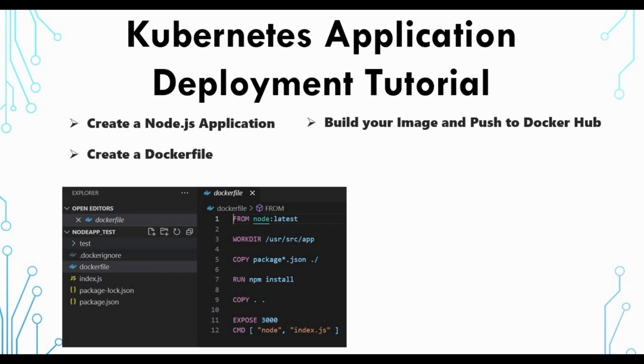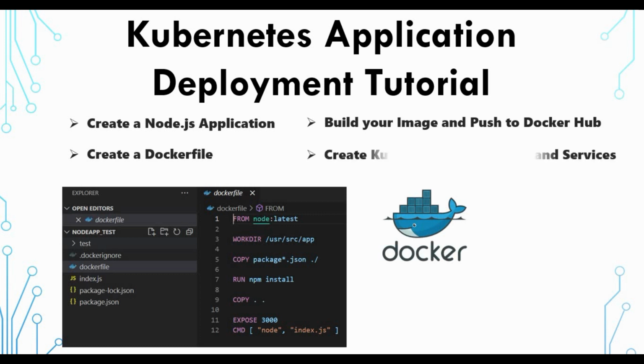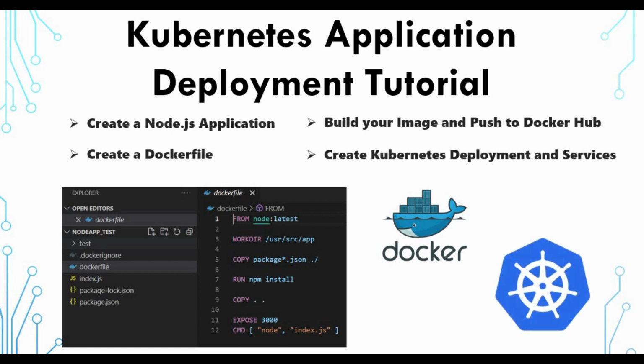So we'll use Docker commands to build, and we'll push that image to Docker Hub, so we'll be using Docker for that, and we'll create Kubernetes deployment and services. So we'll write the complete YAML file for deployment and also services, and then we'll create our deployment and services so we can access our Node.js application using Kubernetes. So that should be our complete end-to-end process. So there will be 7 stages.